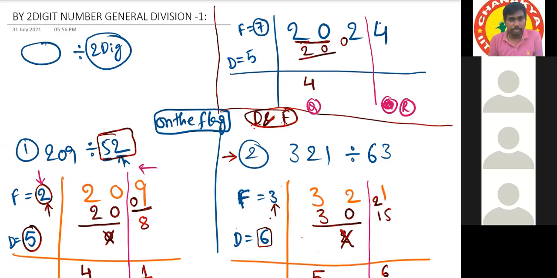Who gave this question? Lalit. Lalit, are you there? Yes, sir. Please try to concentrate on this.